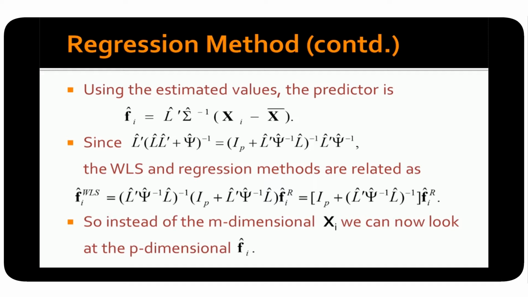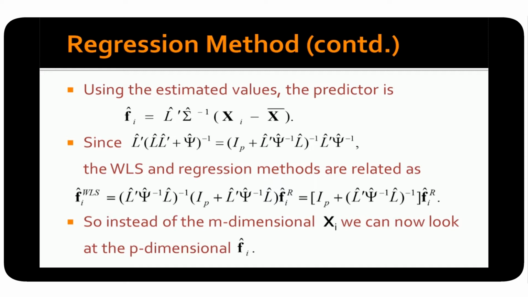Now, very often we can go from one to the other, that is, we can shift from the least square method, which we have done before, the generalized least square or the weighted least square method, to the regression type of method. So, this can be done through a very simple formula, which is L hat prime (L hat L hat prime plus psi hat) inverse is equal to (I plus L hat prime psi hat inverse L hat) inverse L hat prime psi hat inverse.